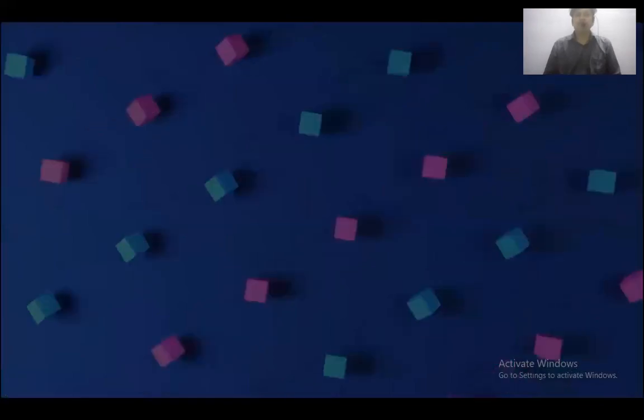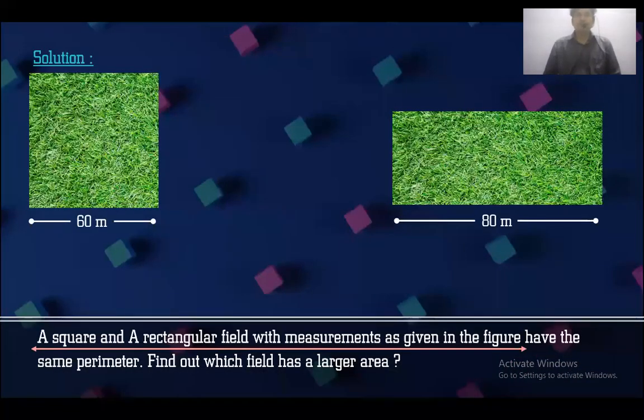Starting with the first problem of your exercise, first read the question. The question says a square and a rectangular field. Again, a field means farmland, with the measurements as given in the figure. What are the measurements given in the figure? The first shape is a square having side 60 meter. So obviously each and every side will be 60 meter. All four sides will be 60 meter. And the second field is of rectangular shape. But if you see, only the length, the bigger side, is given as 80 meter. That is nothing but the length. But the smaller side, which is the breadth, is not known to you.